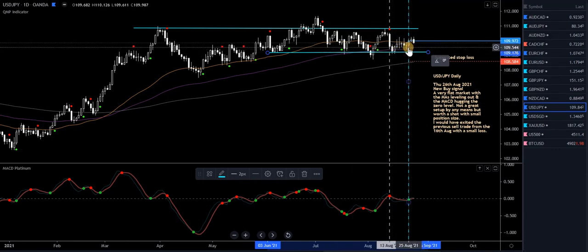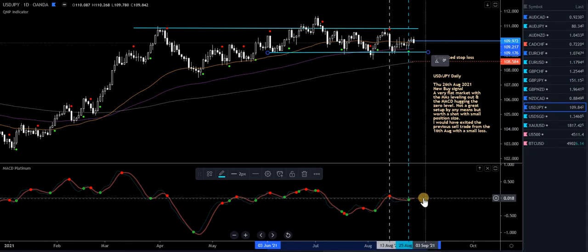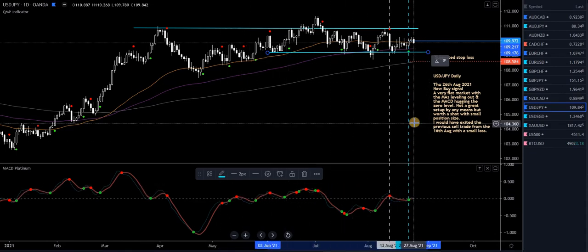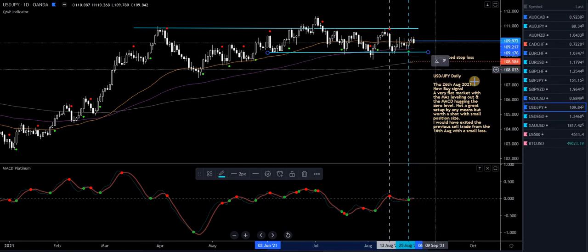So we took a buy here. Look at the MACD. It's hugging the zero level. And look at all this crap in here. It's not good at all. Tough pair to trade, going nowhere fast.